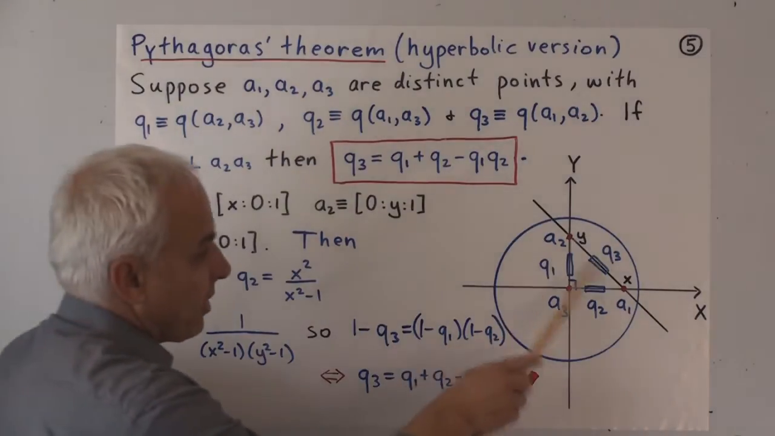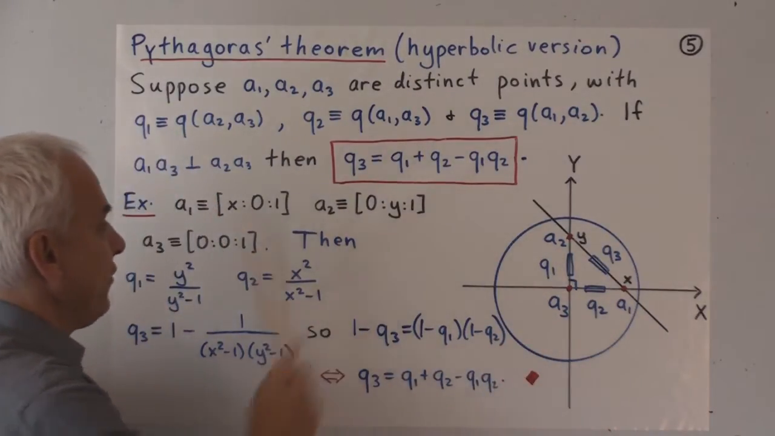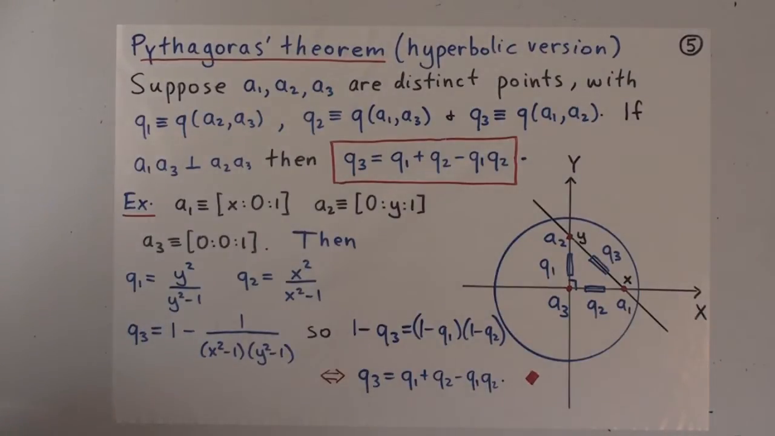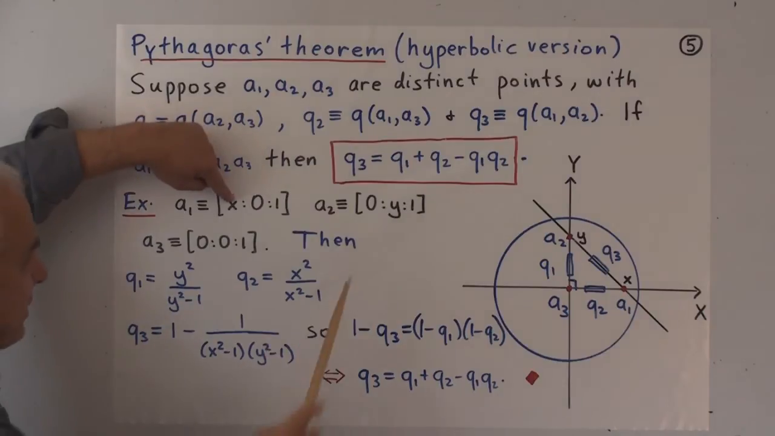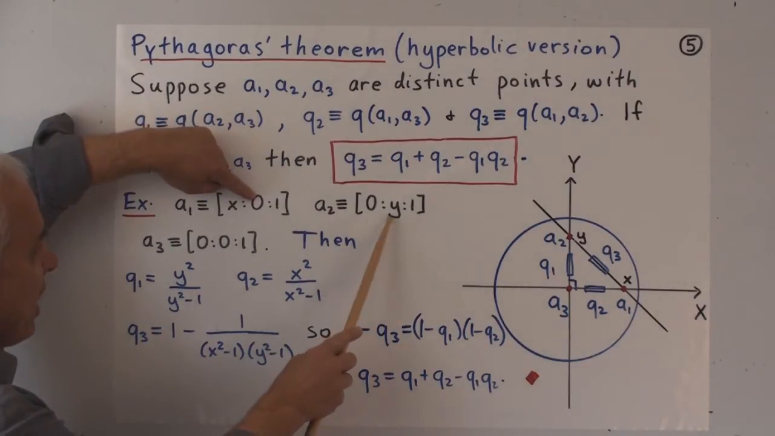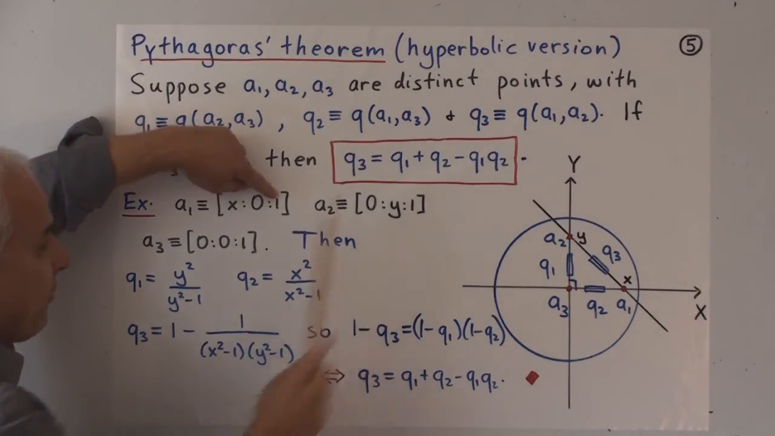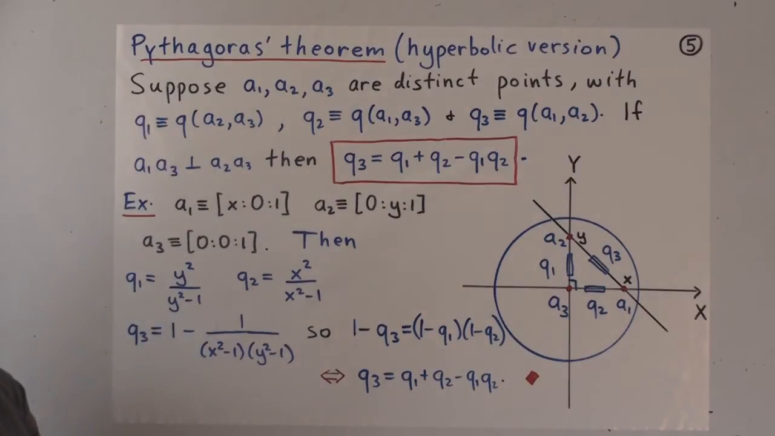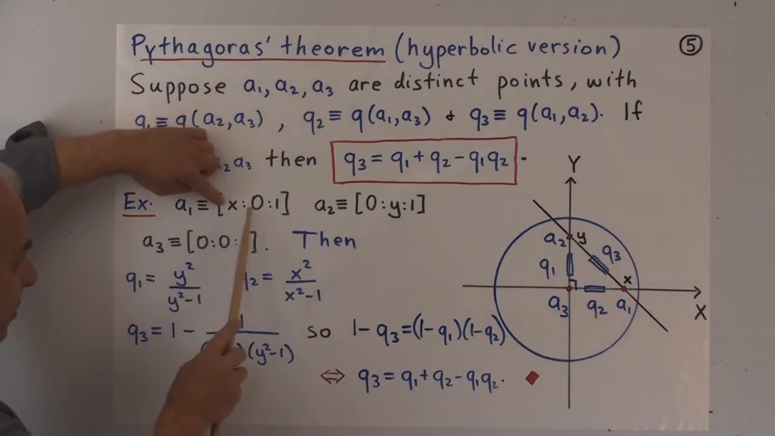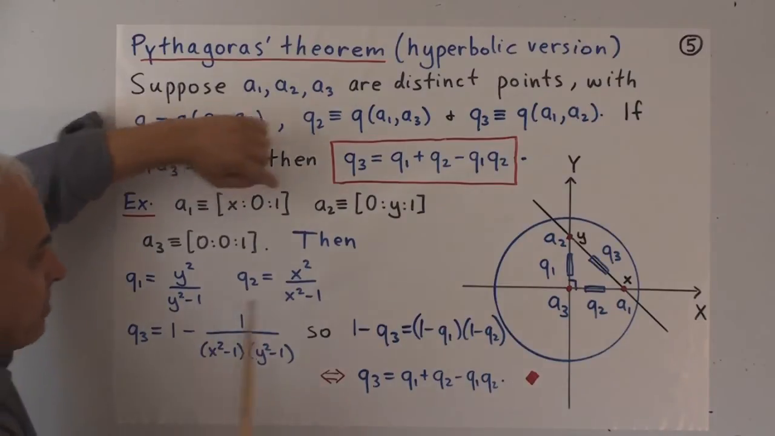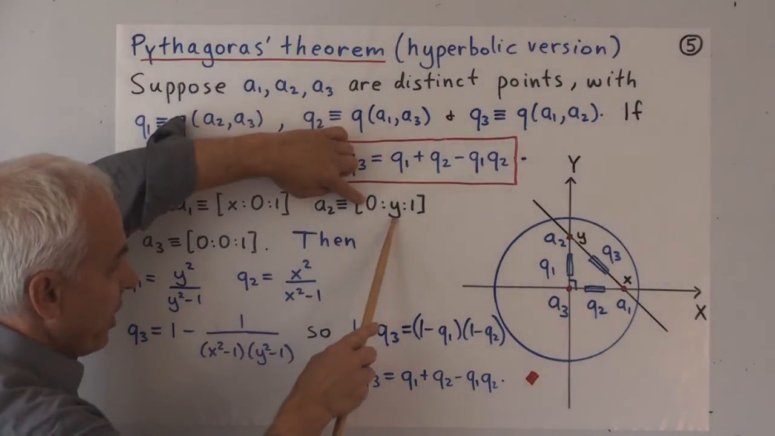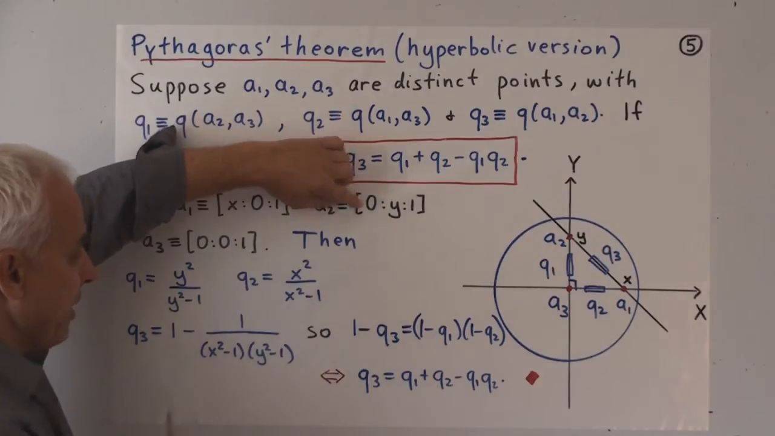Well, what about Q3, the quadrance between A1 and A2? So here we should use the formula, which is 1 minus, okay, we now take x times 0 plus 0 times y minus 1 times 1, all squared. So that's minus 1 squared. That's a 1 in the numerator. The denominator is x squared plus 0 squared minus 1 squared, so that's x squared minus 1, times 0 squared plus y squared minus 1, so that's y squared minus 1.